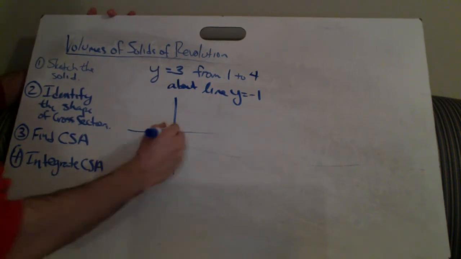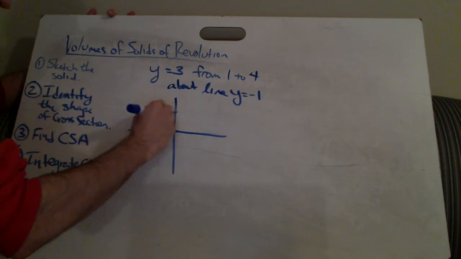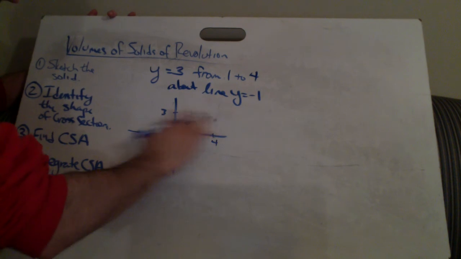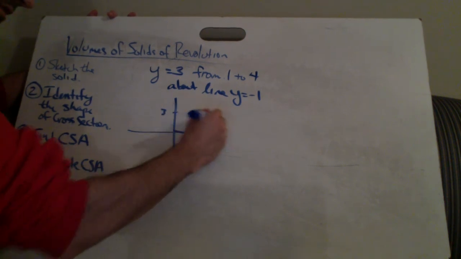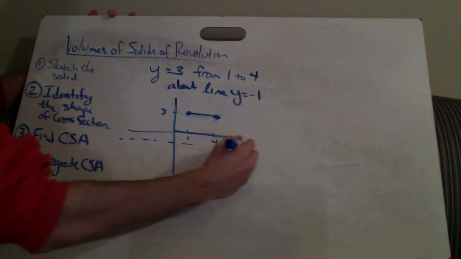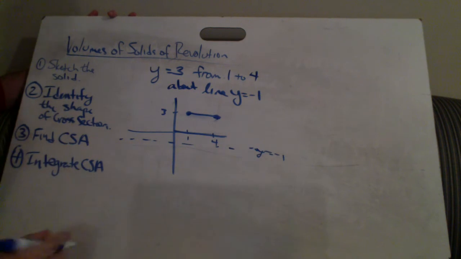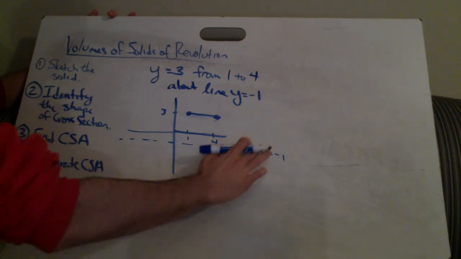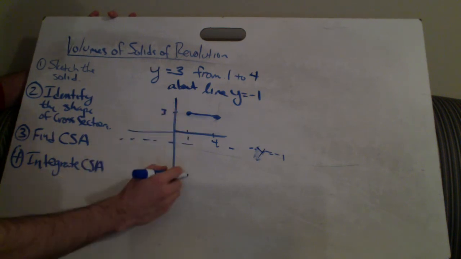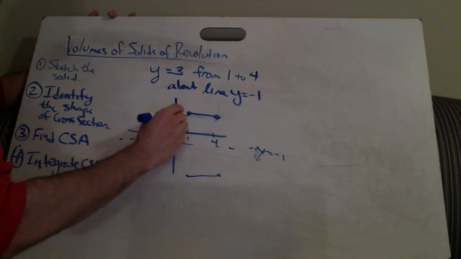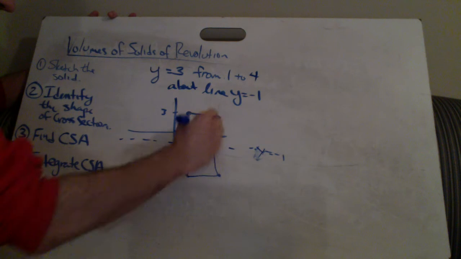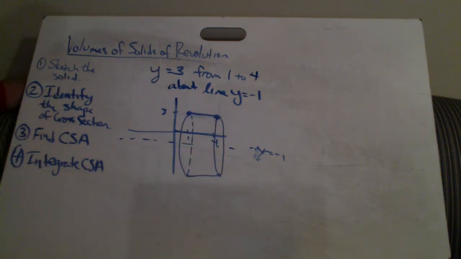Okay, so to do that, here's my 3 from 1 to 4. So it should look like a nice horizontal line there from 1 to 4. And I'm revolving it about this line here, which is y equals -1. Y equals -1. Great. When I do that, I'll end up with its mirror image kind of down here, and it'll be connected to make a nice cylinder here.